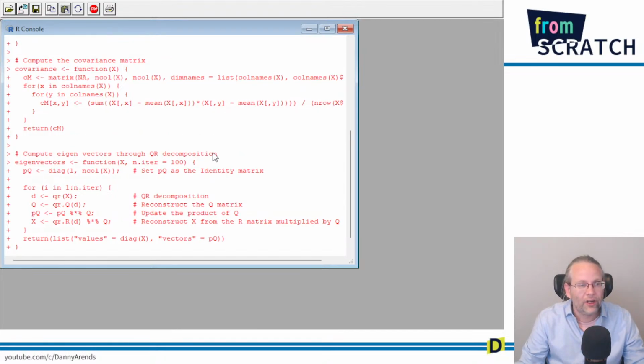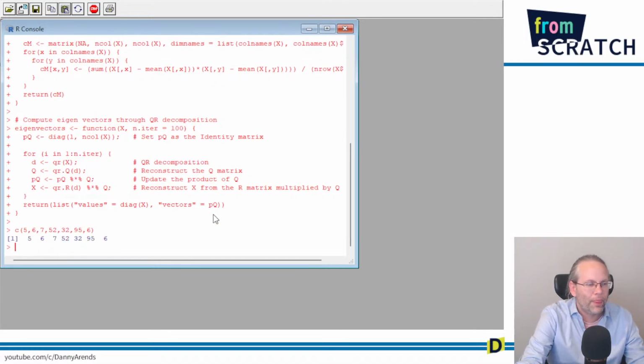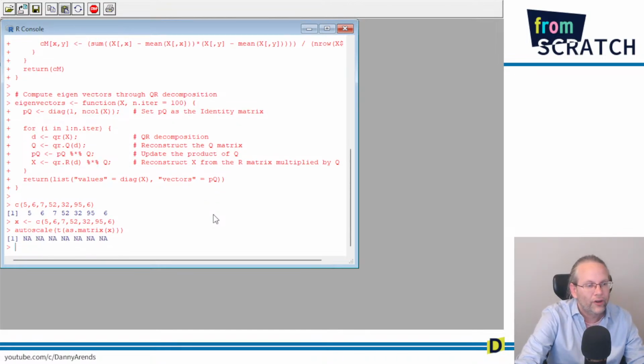So I'm just going to copy paste this in. Right, so very basically we now have an autoscale function. If we have a vector, let's just do a vector 5, 6, 8, 52, 32, 92, 6. Those are not commas, right? So I'm just going to make a little vector. I'm going to call this X and say autoscale as.matrix of X, and then I need to transpose it. No, other way around. So it does create a matrix the way that I want.